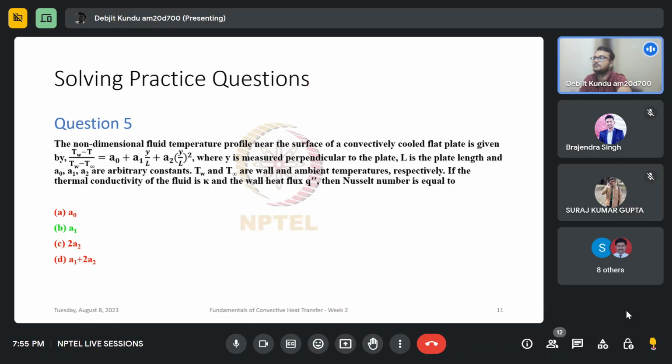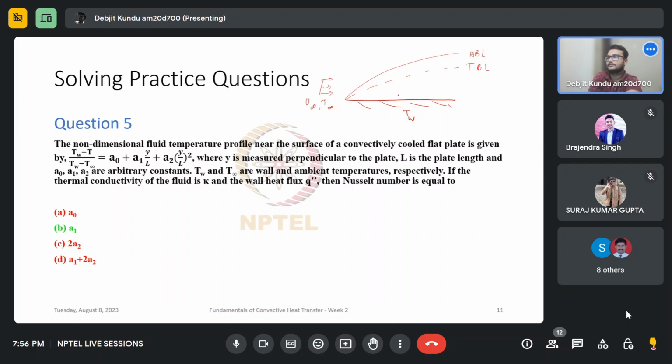So, what is the problem? We have a flat plate like this. It's at temperature Tw. There is flow over it, let's say at some U infinity and temperature T infinity. There is one hydrodynamic boundary layer and one thermal boundary layer.